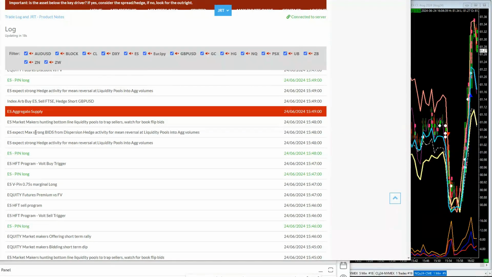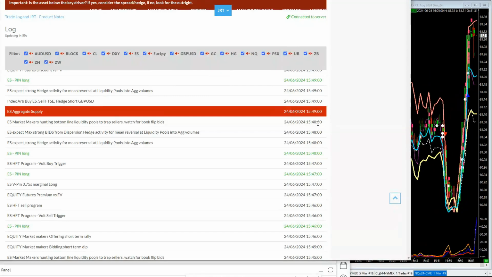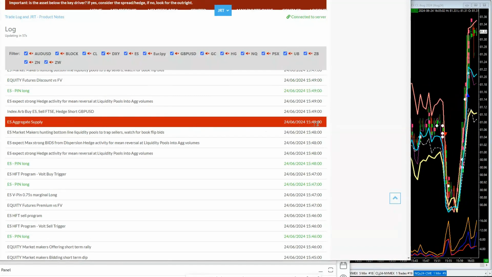S&P max strong bids from dispersion hedgers as well. Interesting. Dispersion hedgers coming in. ES, market makers hunting bottom line liquidity to trap sellers. Watch for book flips: 1548, 1548, 1548, and then we get aggregate supply at 1549.